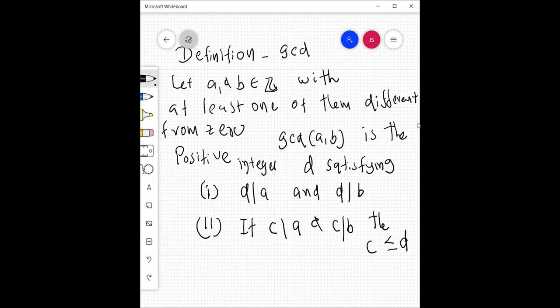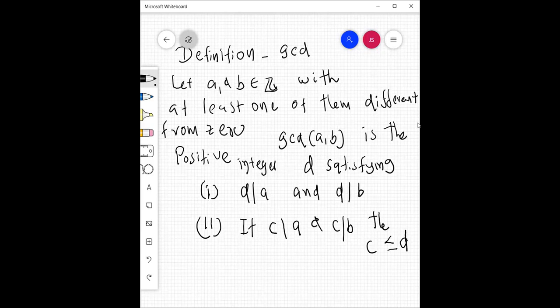Okay. Now, from the second condition, what do you feel? From the second condition, you can see, from the first condition, that the greatest common divisor must be a divisor, first of all, right? From the second condition, we get the property that the divisor must be the largest divisor among all divisors of A and B, right? That is why it says if C divides A and C divides B.